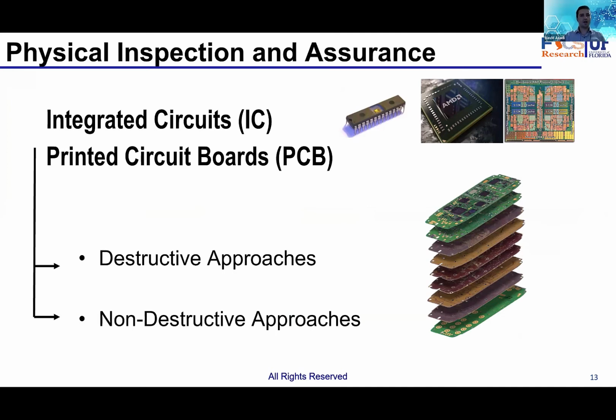I'm going to divide it into ICs and PCBs, two main components in electronics, and destructive and non-destructive. Obviously, non-destructive is much more appealing, specifically for government, and commercial as well, with the bulk of components, thousands of them, having to be assured every week, or sometimes daily. Non-destructive is a much better approach. Let's look into some of these methods, the ones that we have worked on and developed, where we are, and what the requirements are to get to a level of 100% assurance.